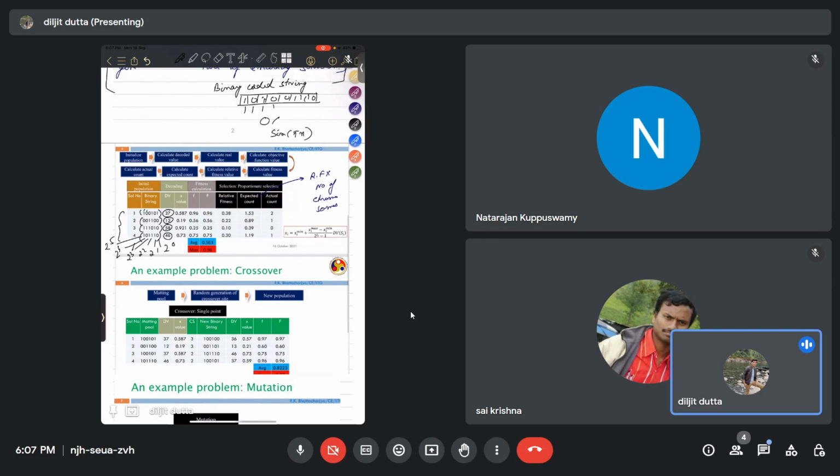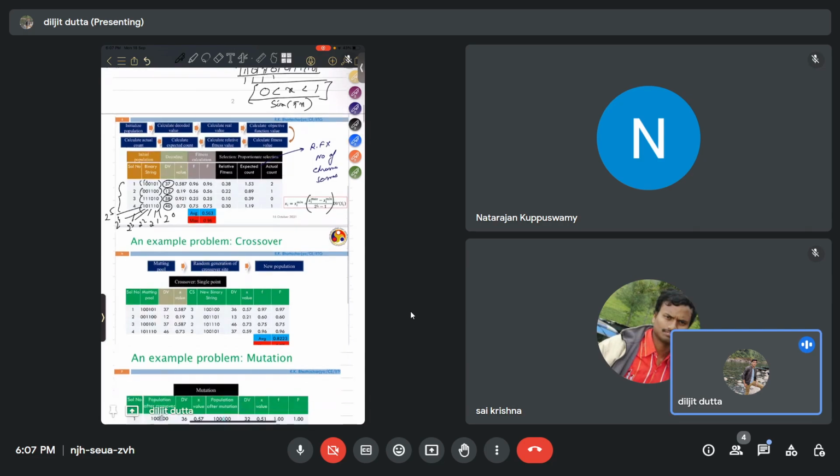We have taken the value of x from 0 to 1, so this is the range of the solution, 0 to 1. This part, x max minus x min divided by 2 to the power l minus 1, is called the precision of the solution. Precision is denoted as pi. Pi is equal to x max minus x min divided by 2 to the power l minus 1.